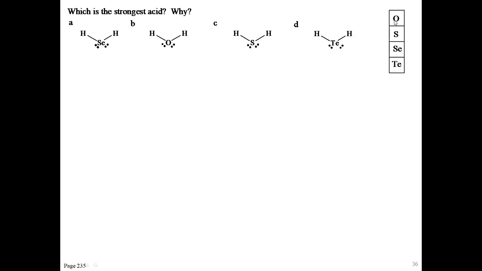So it should have the highest pKa. The hydrogen telluride should have the lowest pKa. Let's see what they tell us. In fact, H2Te does have the lowest, 3. H2Se, hydrogen selenide, is about 4, so that's about 10 times less acidic. Hydrogen sulfide is less acidic, and water, the least acidic.